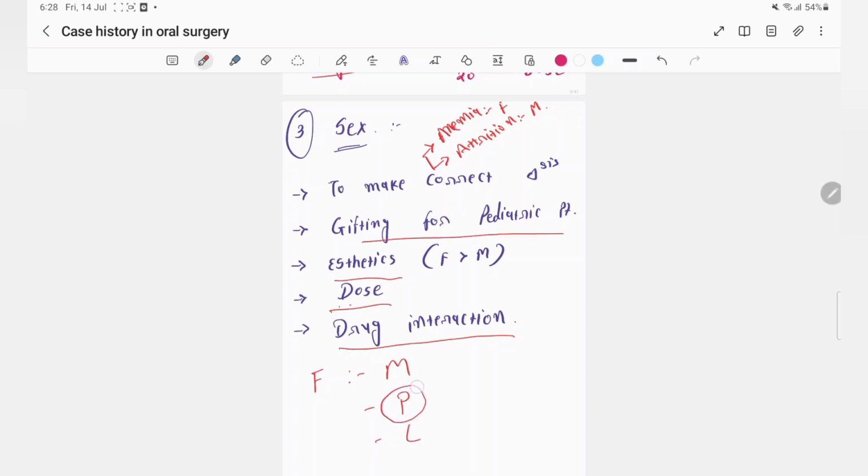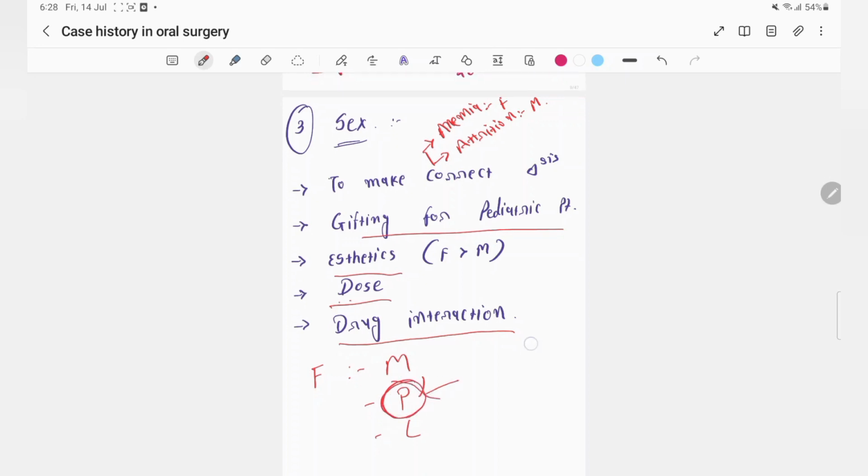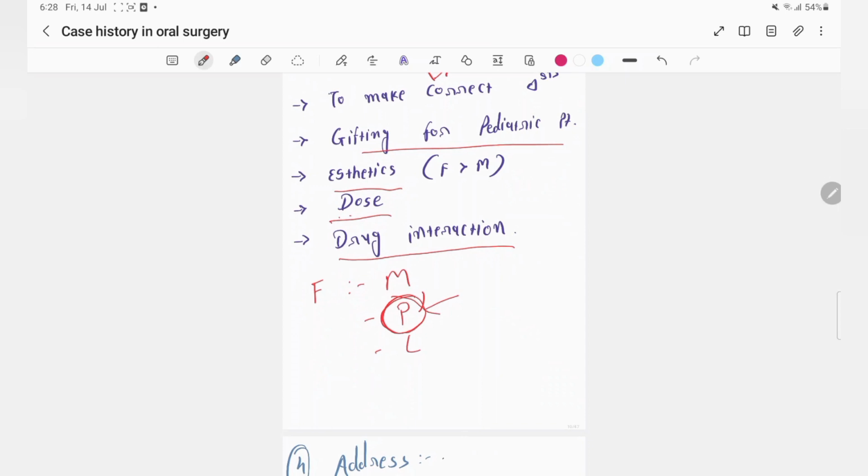So, suppose the patient is pregnant, whatever drug you are giving, it can affect the fetus. So you have to prescribe drugs accordingly. Then in male patients, it can affect hormonal levels in males. For example, antihypertensive drugs can affect the sexual function of males.